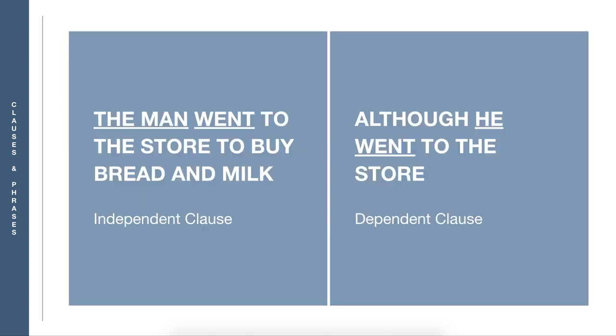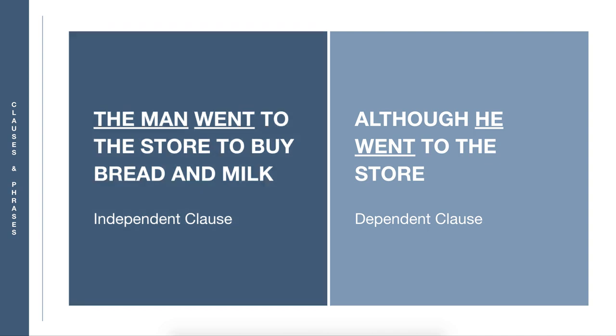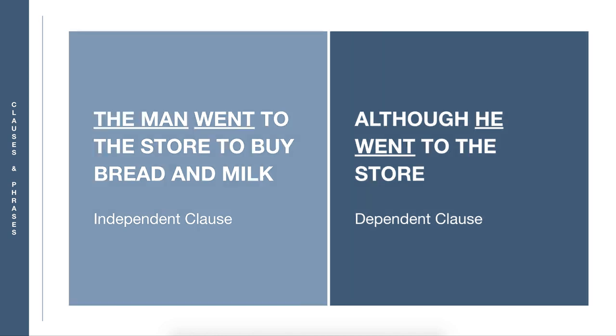Now that gets really important as we start talking about complex sentences in just a minute, so it's going to be helpful to refresh with some examples. First example, the man went to the store to buy bread and milk. That is an independent clause because it does make sense on its own. It could be a sentence on its own. The next one, although he went to the store, requires a little bit more information. Therefore, it cannot be a sentence on its own, which makes it a dependent clause.